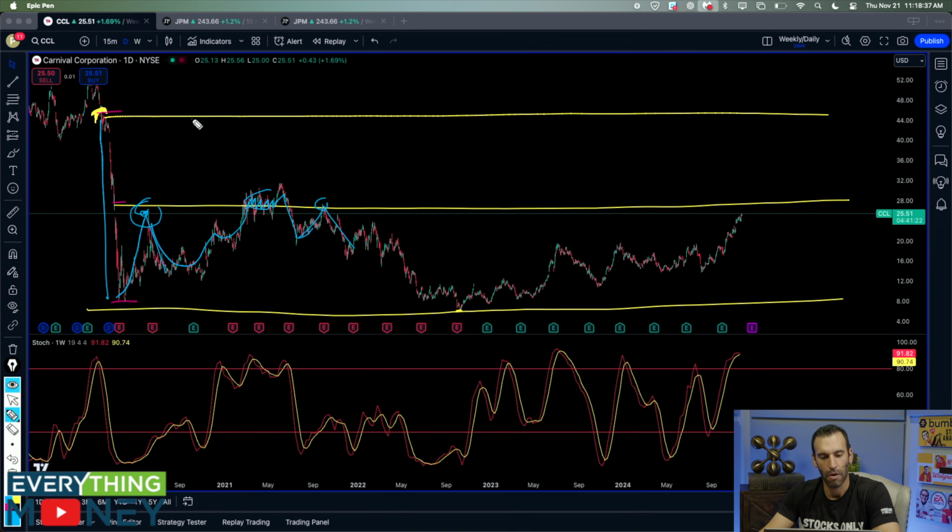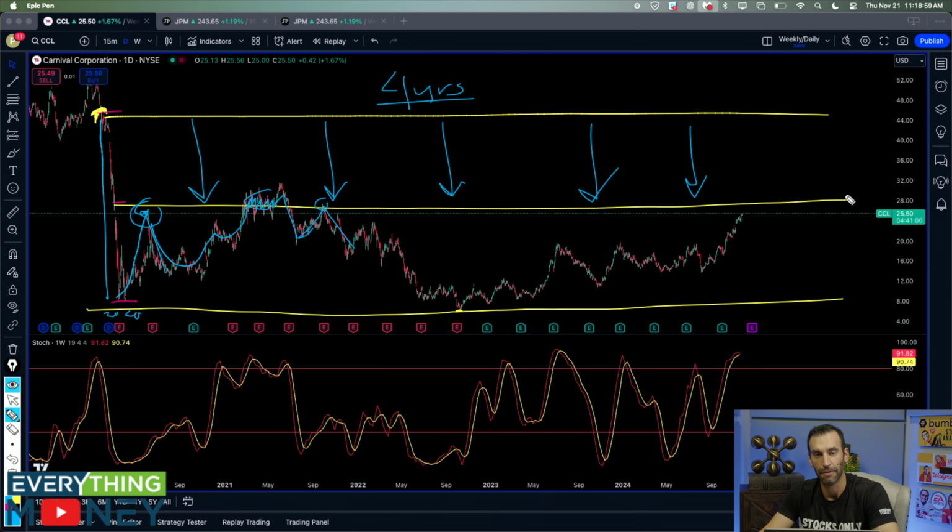Now, what is that? All of this right here, all of this above, this is all called overhang. It's just negative pressure pushing down on the stock. And it is incredibly difficult to break out of. This was 2020. This was COVID. We are now at the end of 2024. 4 years. 4 years. This has not broken above this 50% rule level.